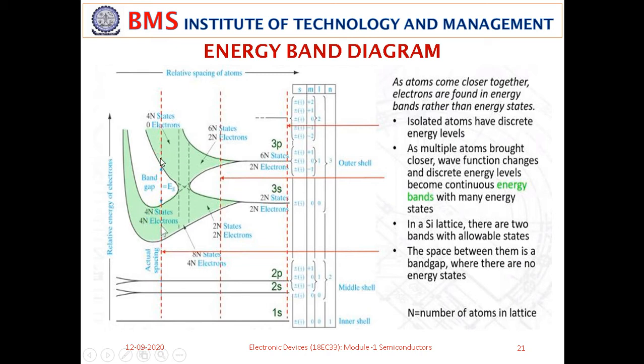However, you can see here for silicon there is a conduction band which is empty. There are 4n states here, but there are 0 electrons present here. So this is empty.